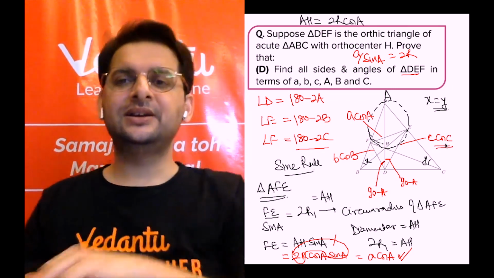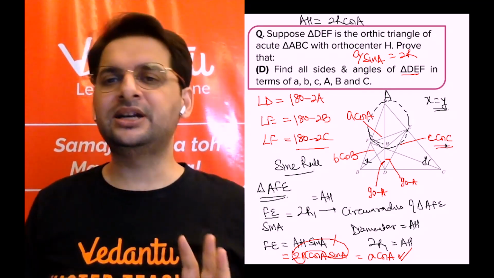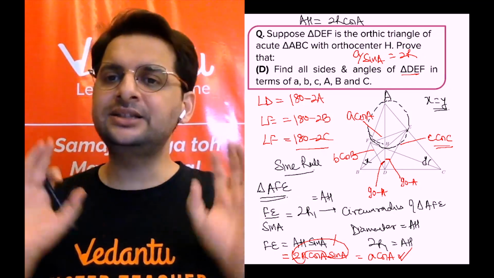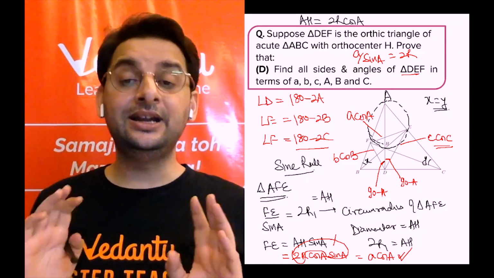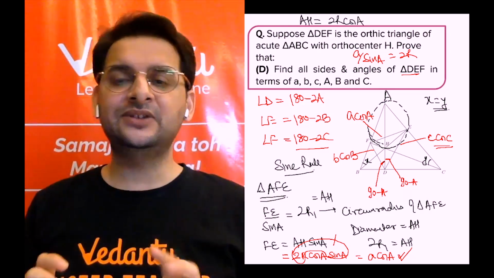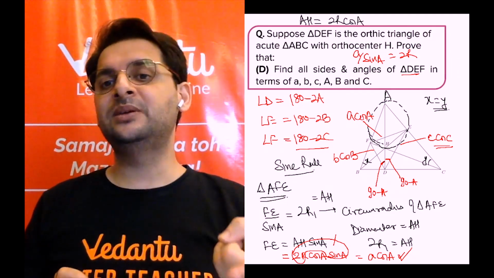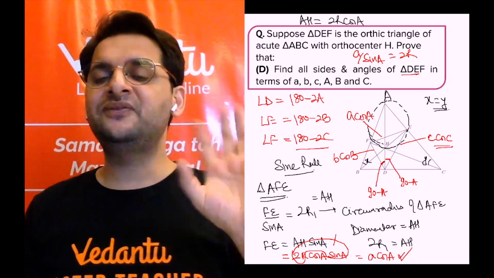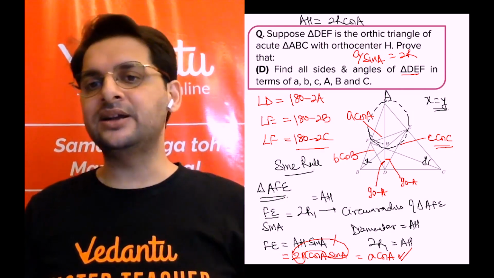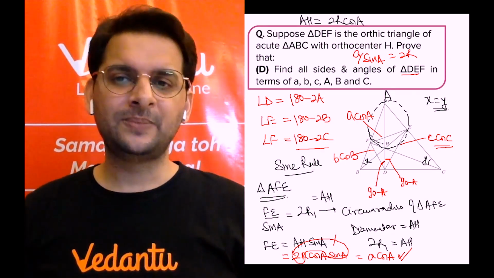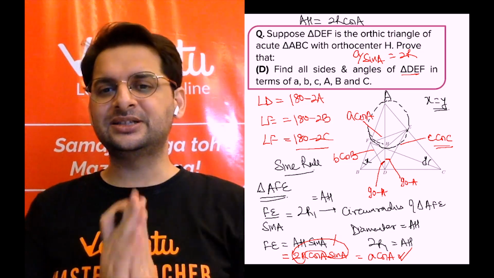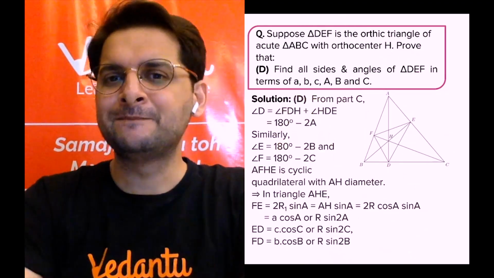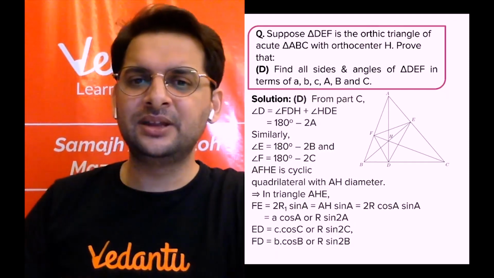So what we've done is we've simplified the orthic triangle. That is, we found all the angles, we found all the sides in terms of small a, b, c, which are the sides of the original triangle, and in terms of capital A, B, C, which were the angles of the original triangle. So we've solved triangle DEF, which is the orthic triangle of triangle ABC. I hope this is clear to each and everyone who is watching this video. Right. So this is the answer.